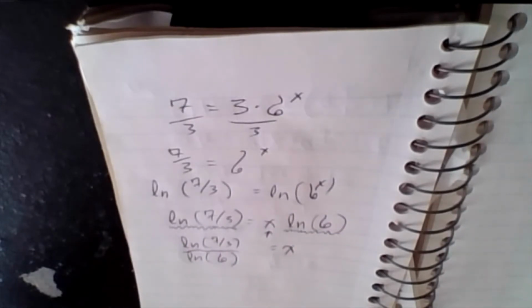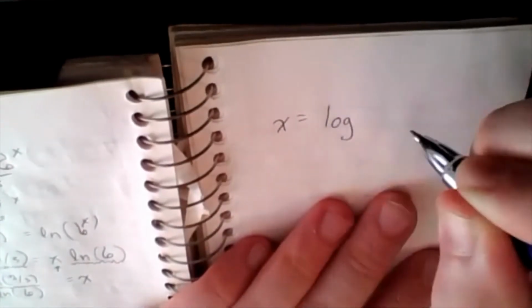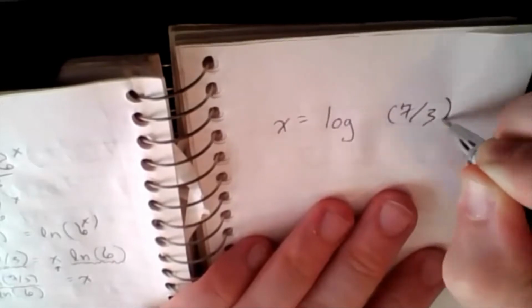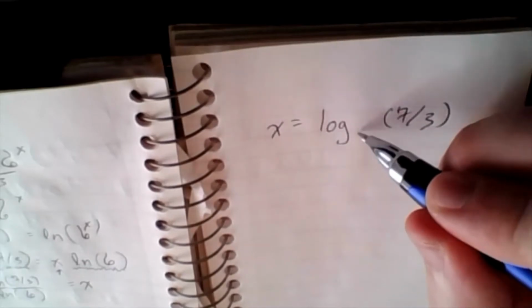At this point, maybe I remember, oh yeah, dividing by logs that match is the same as changing the base of that logarithm. So the answer to this problem is that x is equal to the logarithm of 7 divided by 3. And which logarithm is it? What is the number I'm supposed to put down here? Well, it's the number that's right down here. This is the logarithm base 6.